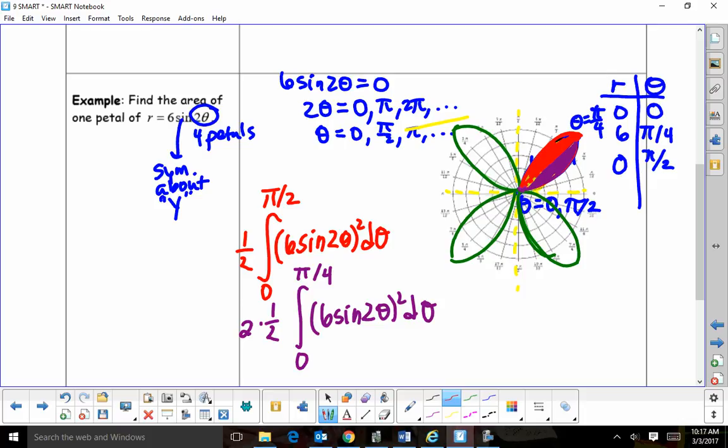All right. So now you actually get to plug this into your calculator. And this is where you have to be efficient with your calculator.